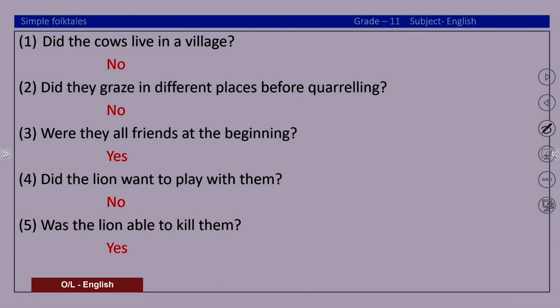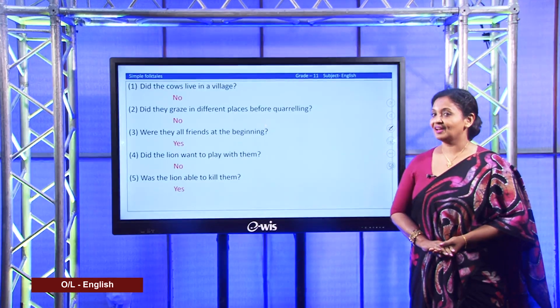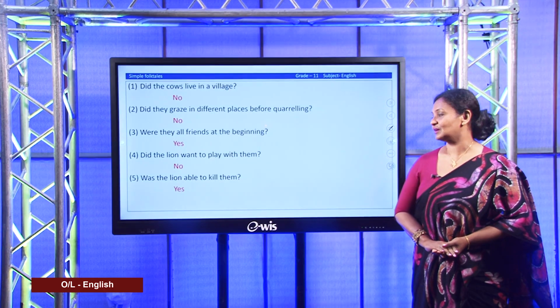Then, did the lion want to play with them? No. The lion wanted to kill them. Right. Then, question number 5. Was the lion able to kill them? Yes, at the end, the lion killed all the cows.